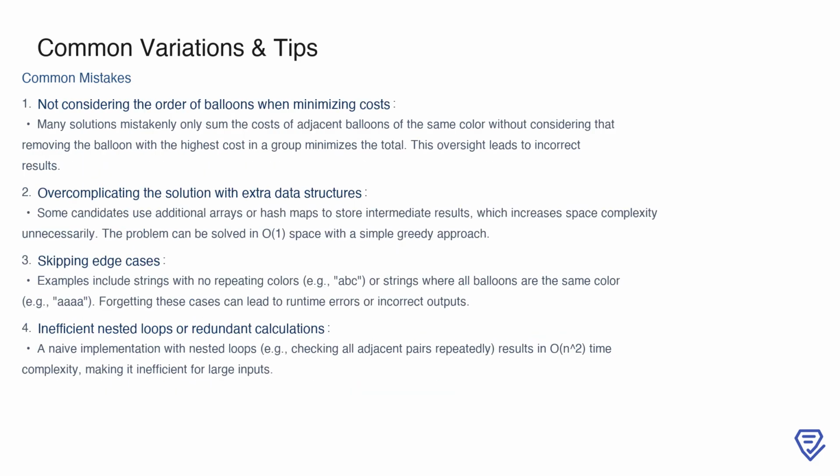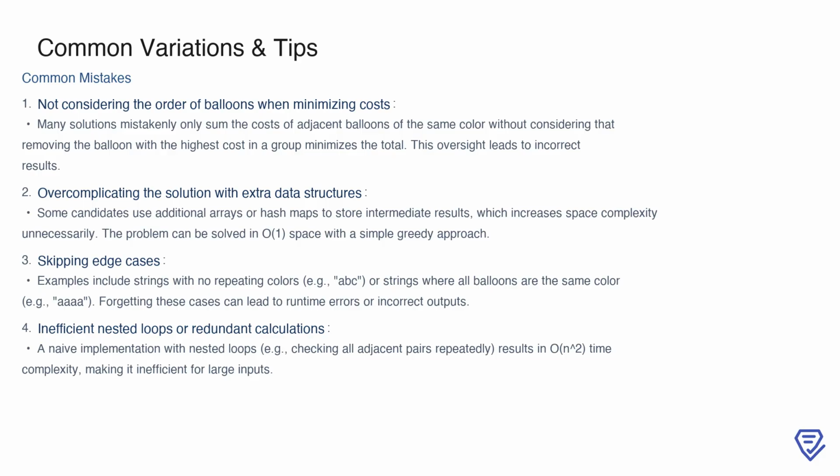When solving this problem, there are several common mistakes to watch out for. First, some solutions fail to account for the order of balloons when minimizing costs. Simply summing the costs of adjacent balloons of the same color is not enough. You need to ensure that the balloon with the highest cost in each group is preserved, as this minimizes the total removal cost. Next, overcomplicating the solution with extra data structures, like additional arrays or hash maps, is another frequent error. This increases space complexity unnecessarily, as the problem can be solved using a greedy approach with O(1) space.